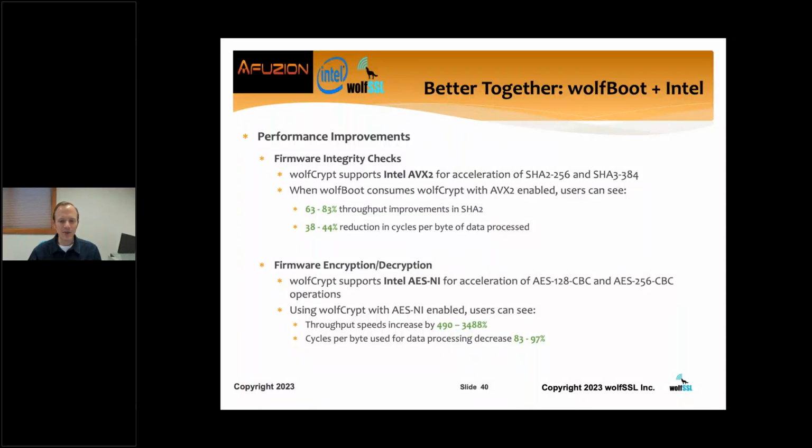If you're using Intel AES-NI, this is going to accelerate AES operations. There you can see throughput speeds increase by 490 to 3,488%, and cycles per byte used decrease by 83 to 97%. The ranges here depend on what operation is being done, and these are just benchmarking the crypto primitives themselves.